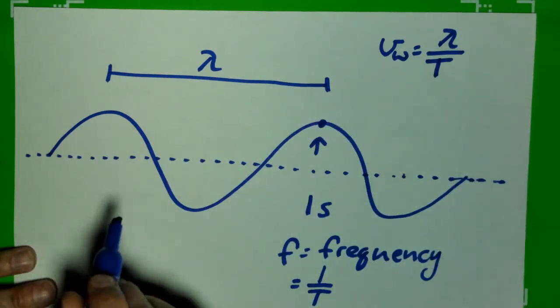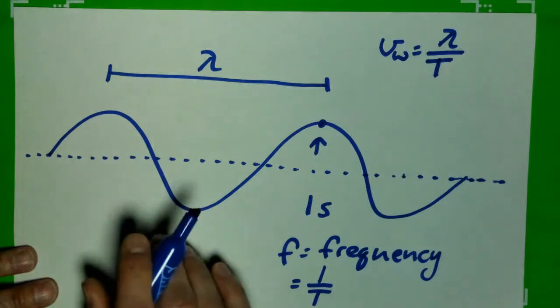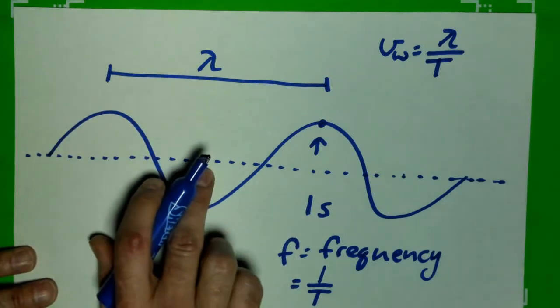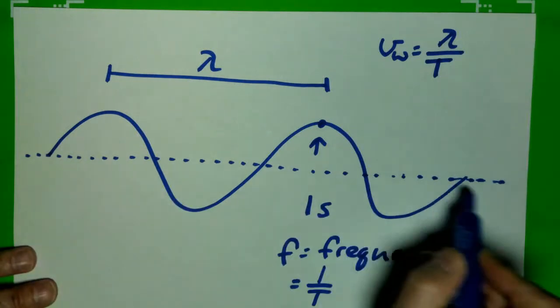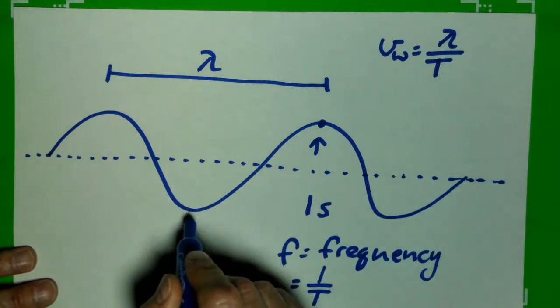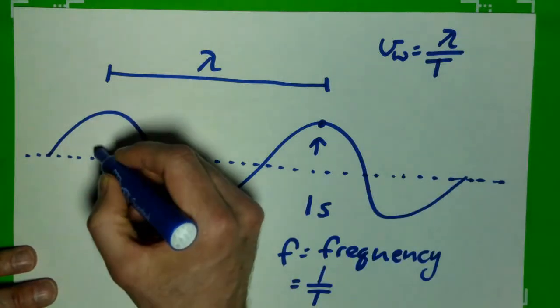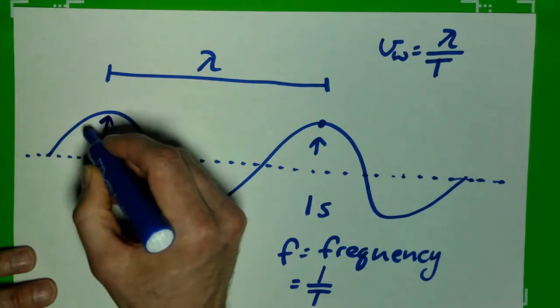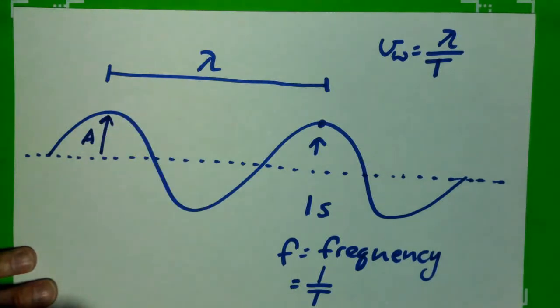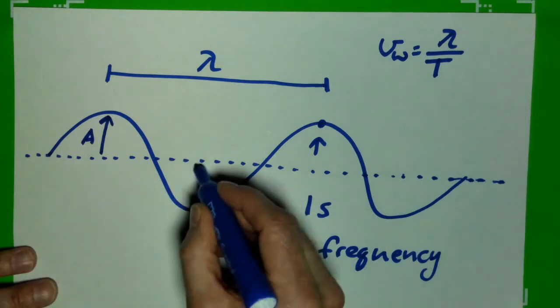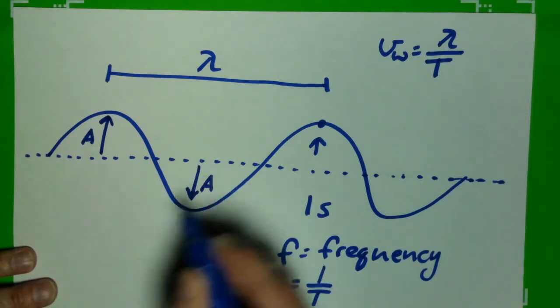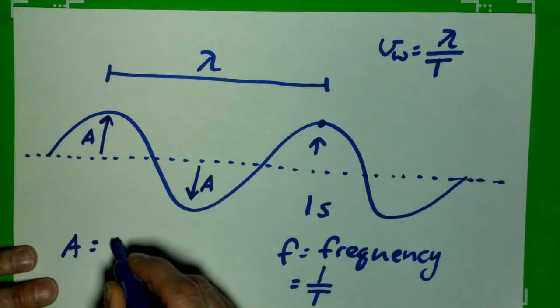The amount of water displaced from its equilibrium point: this is again the equilibrium line. The maximum distance it gets displaced we call the amplitude. So that is of size A, or the amplitude, and this is also of size A, or the amplitude. A equals amplitude.